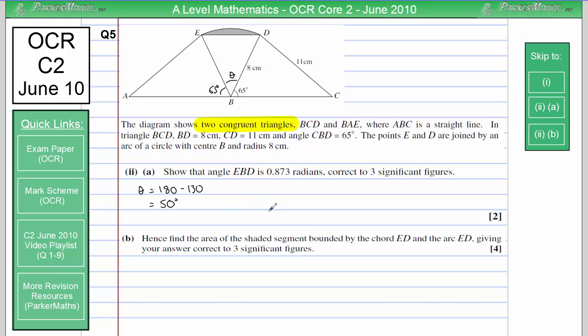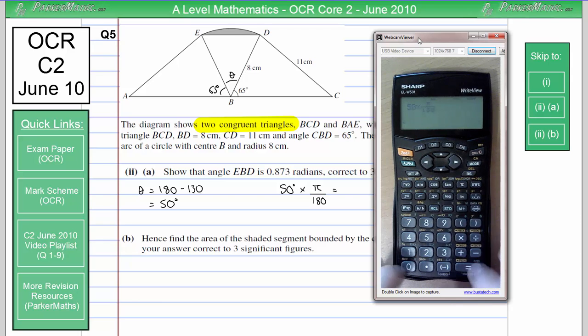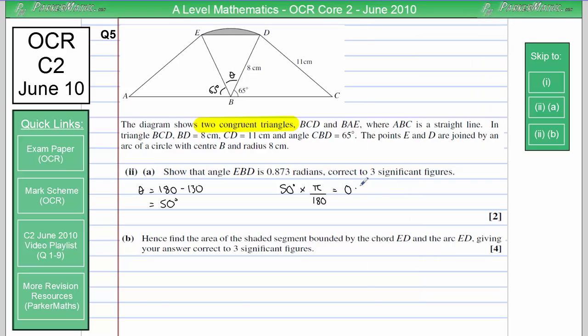However, I need to turn that into radians. The rule for turning an angle in degrees into an angle in radians is that I take the angle in degrees and multiply it by pi over 180. And if I do that, I get 0.873 to 3 significant figures.